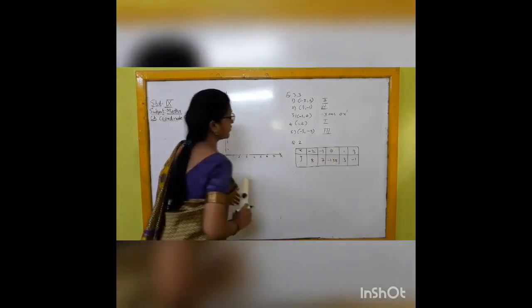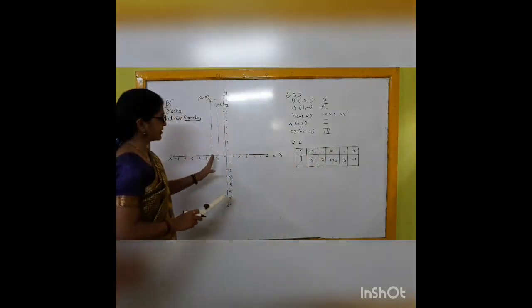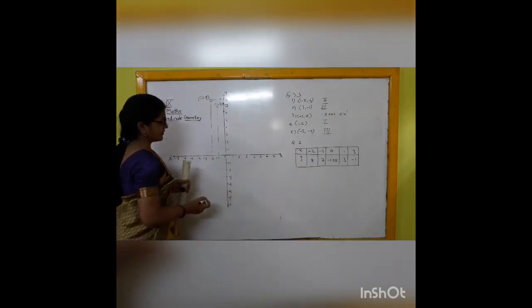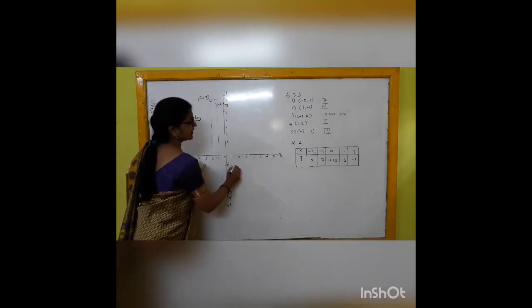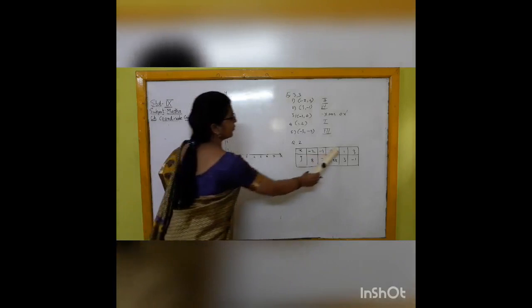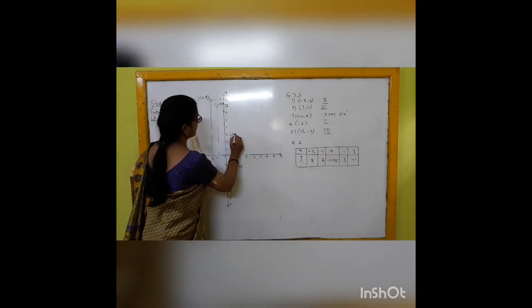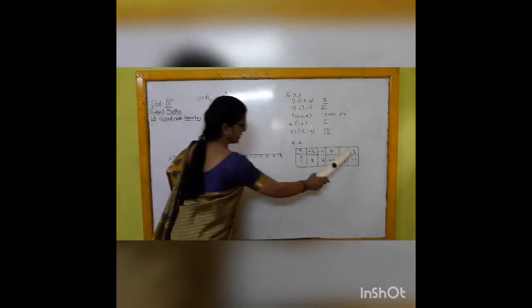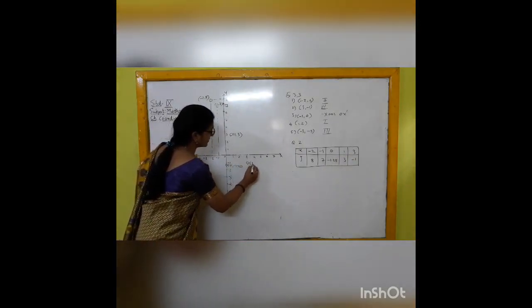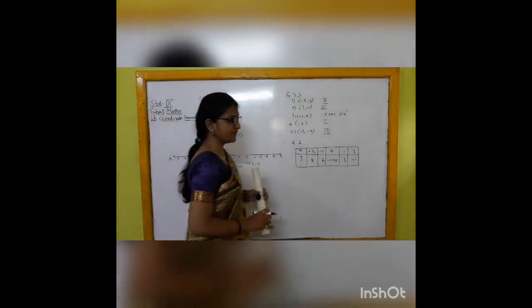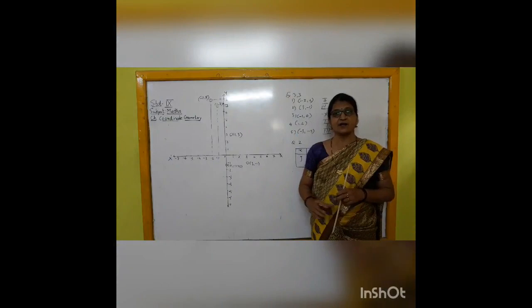Next is (0, -1.25). The y coordinate is -1.25 and the x coordinate is 0. That means this point lies on the y-axis. So -1.25 means somewhere here. So this is (0, -1.25). Next is (1, 3): 1 and 3, this point lies here. And (3, -1): the x coordinate is 3, y coordinate is -1, so this point lies here. Now students, with this we have finished our chapter on coordinate geometry. Whatever we have done, revise it and write the same in your homework.